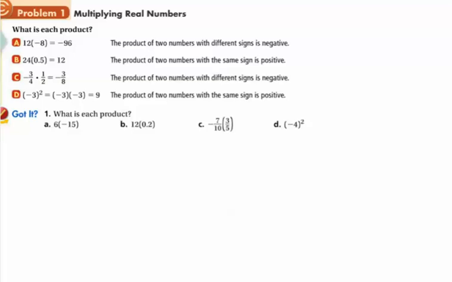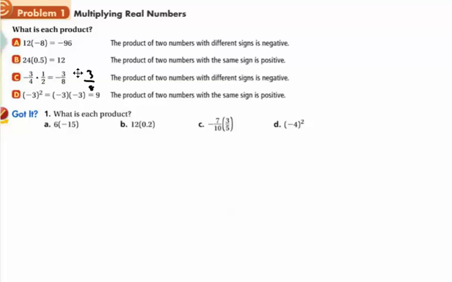So if you look at this particular problem, it says what is each product? So 12 times -8 is -96. 24 divided by half is 12. Then -3/4 multiplied by a half. With this one, don't cross multiply, just go across. So -3 times 1 is -3, and 4 times 2 is 8. So that's -3/8. -3 squared is the same as -3 times -3, which is +9.